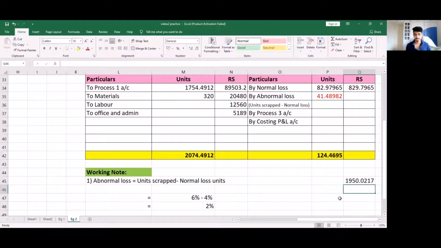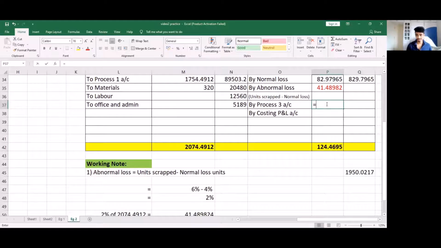Now this difference has to be separated in the ratio 60%, 40%. So 60% is transferred to the next process. So this is going to be equal to 60 percent into 1950.0217.